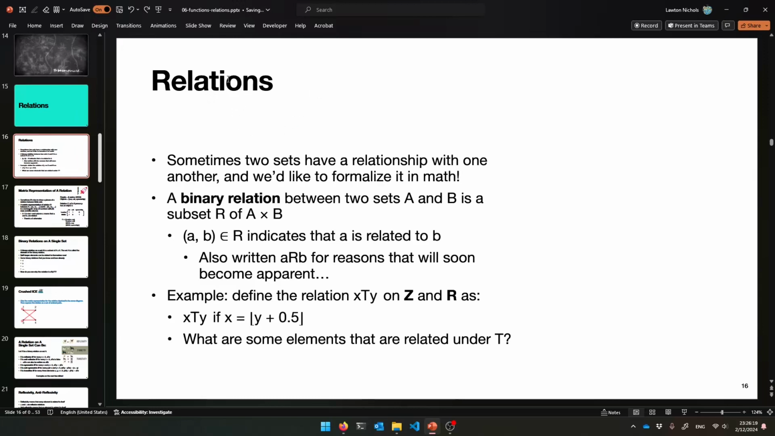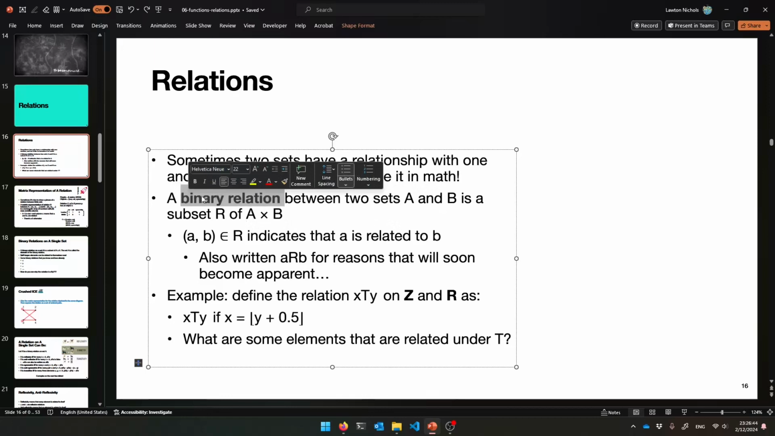A relation is more generic than functions, so that's why we're studying relations after functions. The way relations work is that they represent a relationship between two sets. They have some sort of relationship in common, and we're going to formalize it in a mathematical way using another kind of Cartesian product. So we say that a binary relation between two sets, A and B, so binary because there's two things involved, is a subset. We call it R. R is the name of the relation. It's a subset of A cross B.